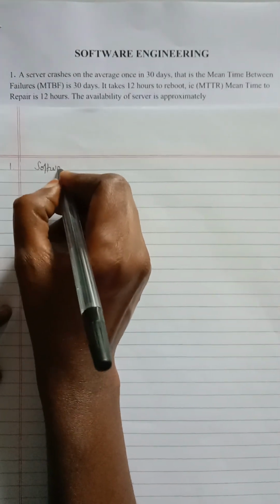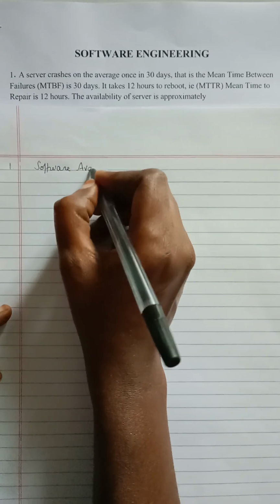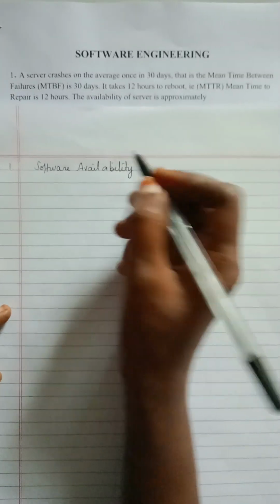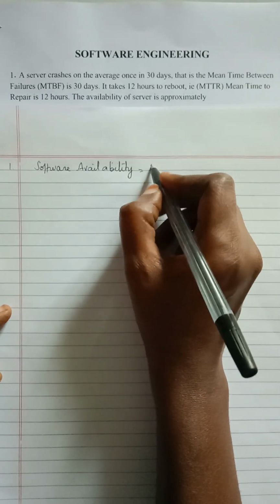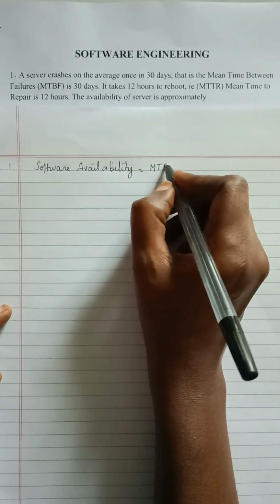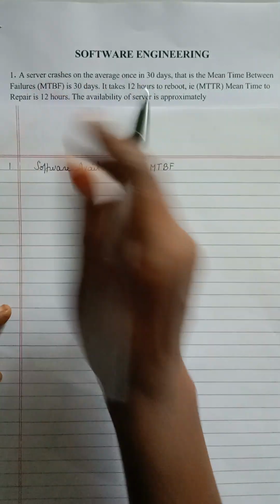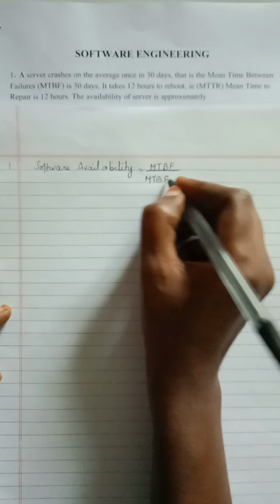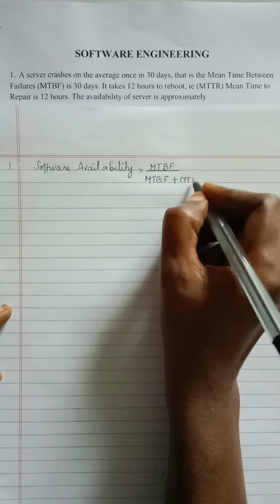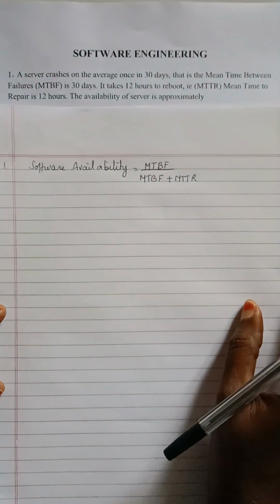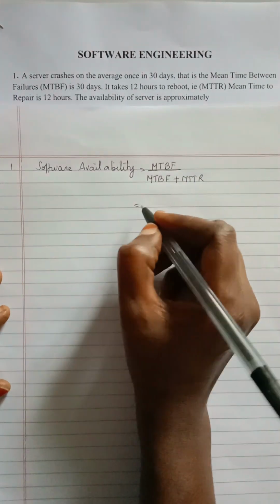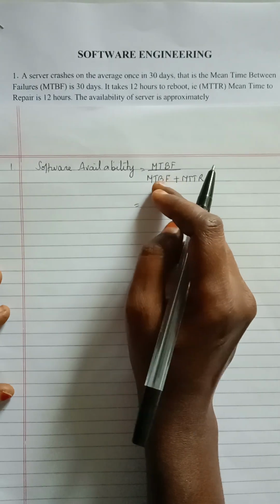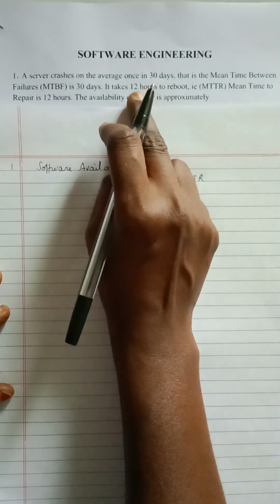Software availability is equal to mean time between failures, MTBF, divided by mean time between failures plus mean time to repair. So here what is given, mean time between failures is 30 days, and mean time to repair is 12 hours.